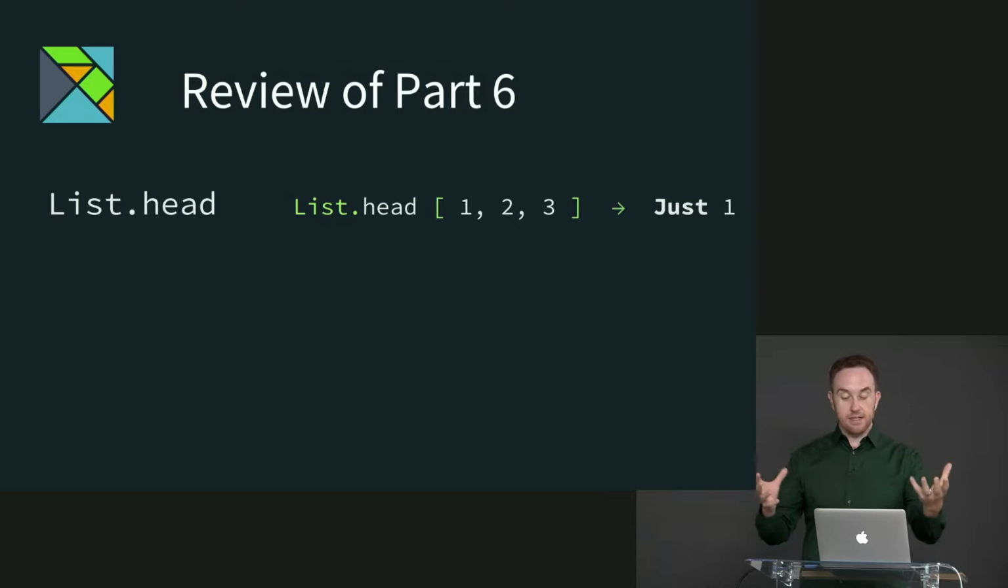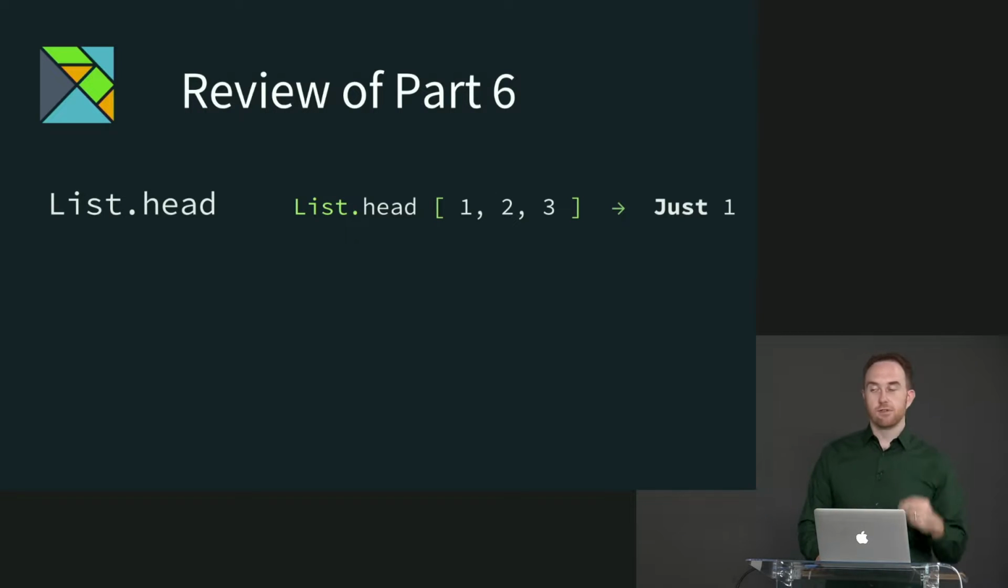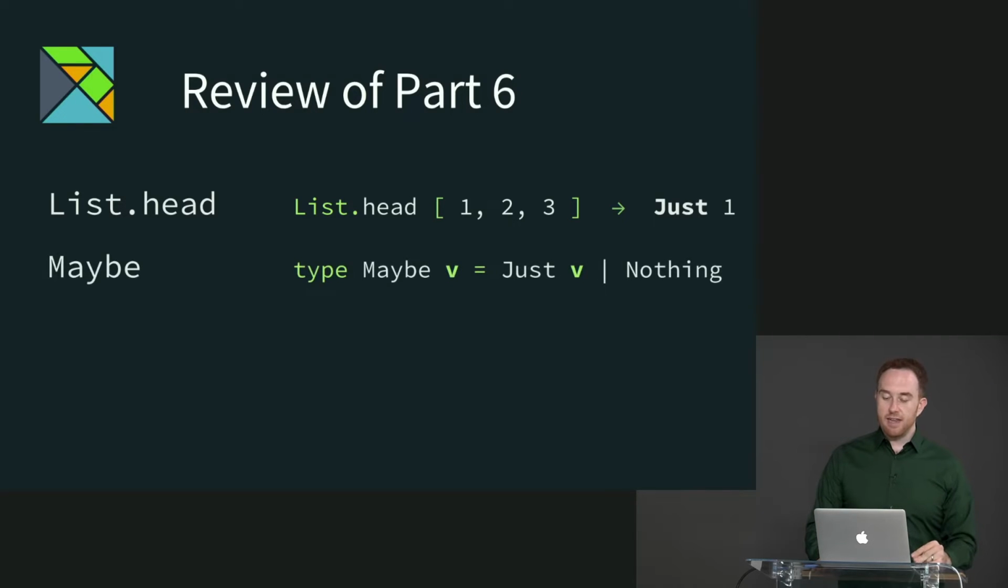All right, so to review, we first talked about list.head and how we can call that on a series of, let's say, numbers, and that'll give us back a maybe that represents either the first element in the list, or if there was none, nothing. We talked about maybe and how it has a type variable. So type Maybe v equals Just v or Nothing. We talked about how that v could be anything, could be val, elem, whatever we want to call it. The important part is that it's lowercase, indicating that it's a type variable and not a concrete type like we've been dealing with up to this point.